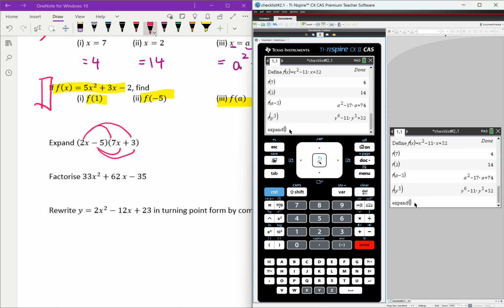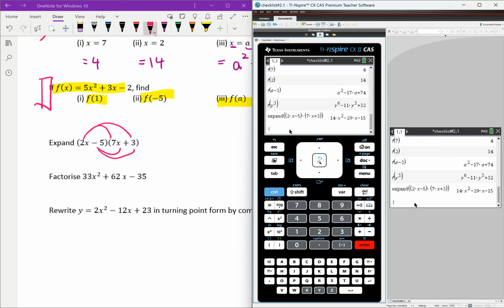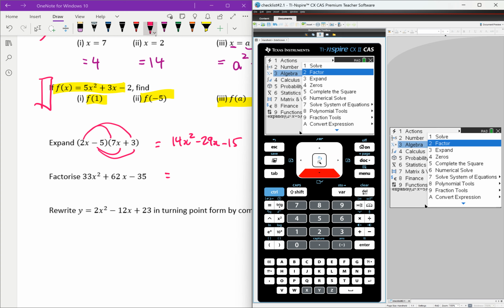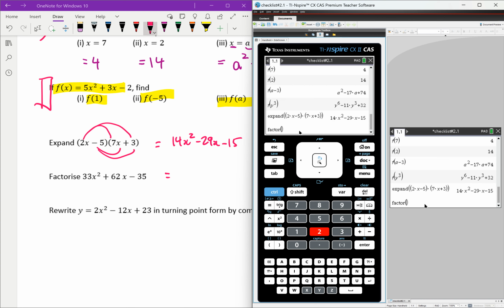I'm going to expand my brackets, 2 times x minus 5. Open brackets again, 7 times x plus 3, and press enter. So my answer there is 14x squared minus 29x minus 15, right? Factorizing, same thing again. In menu, go to algebra, so press the number 3, and then factor, which is number 2. So menu 3, 2.